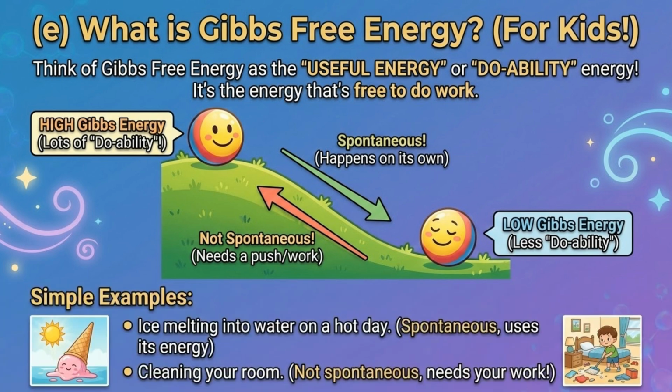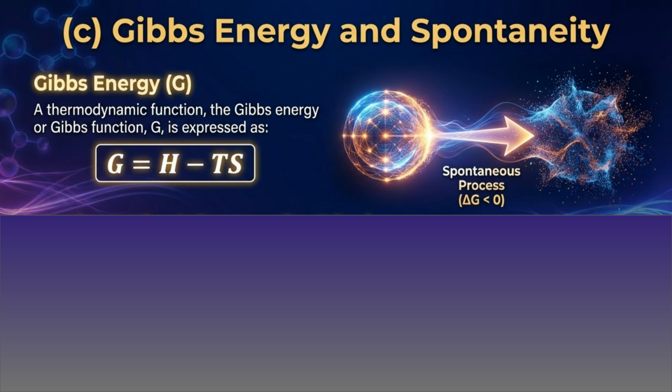Simple examples illustrate this. Ice melting on a hot day is spontaneous. Cleaning your room is not spontaneous and requires your work. Gibbs energy, G, is a thermodynamic function defined by the equation G = H - TS, relating enthalpy, temperature, and entropy. A spontaneous process has a change in G less than 0.